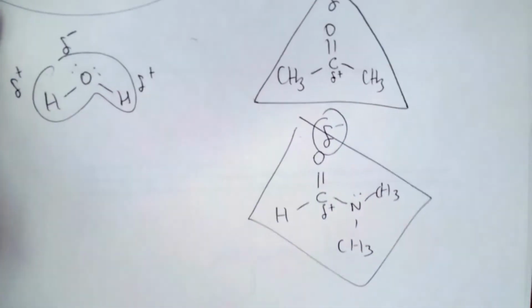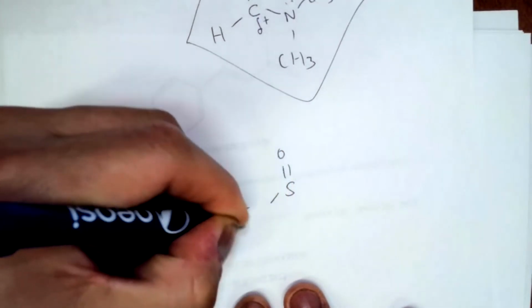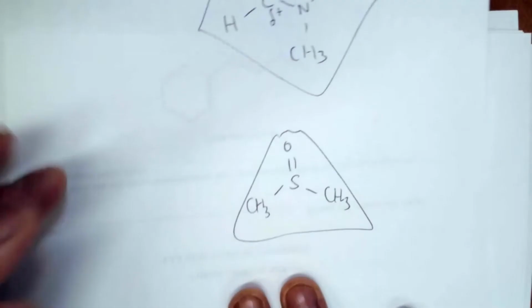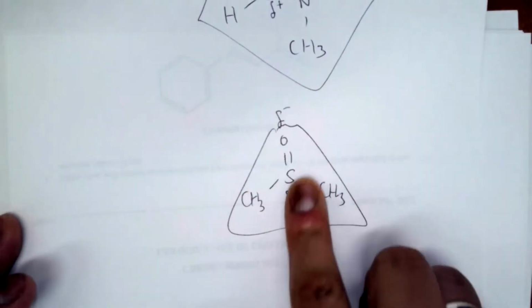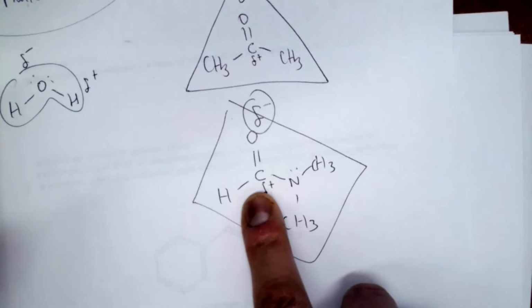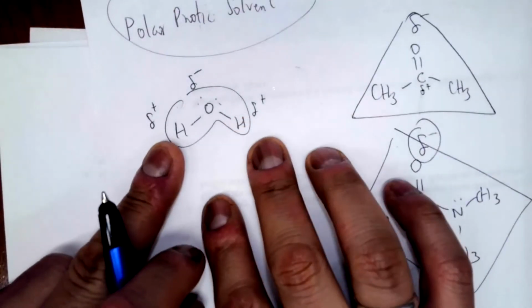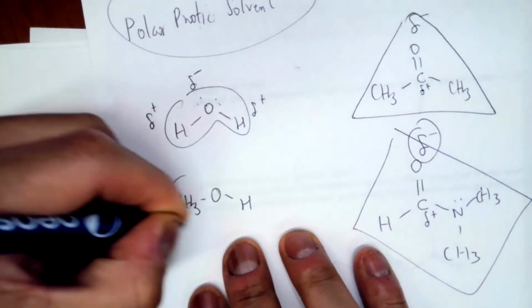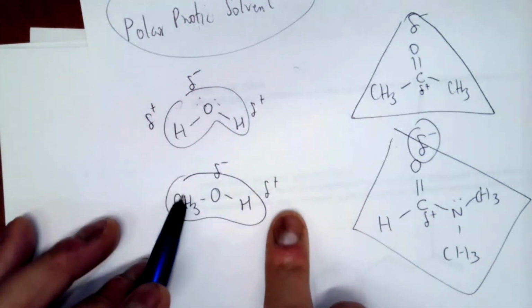Another one, DMSO, dimethyl sulfoxide. Where is the delta plus? Inside. The delta minus outside. So it is not that exposed. The delta pluses are not exposed. What about here? They are well exposed. What about another one? Methanol. Delta plus, delta minus. The delta pluses are well exposed.